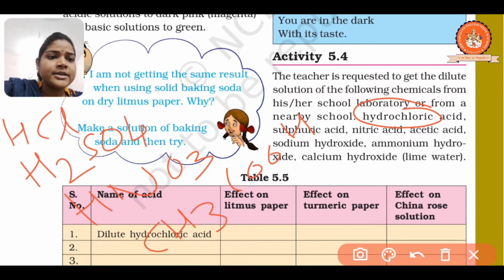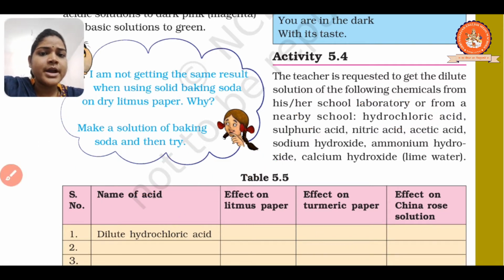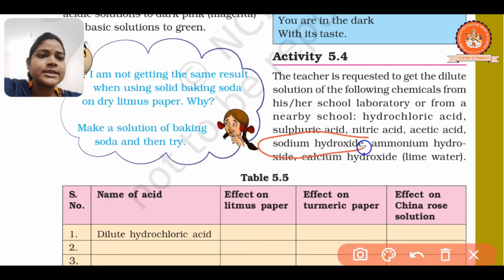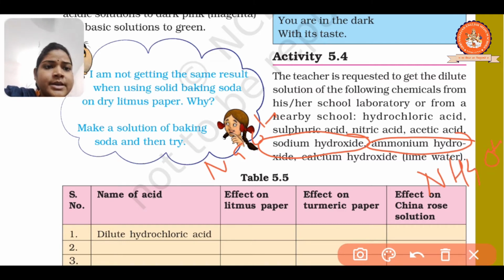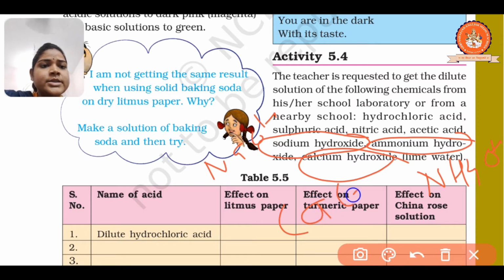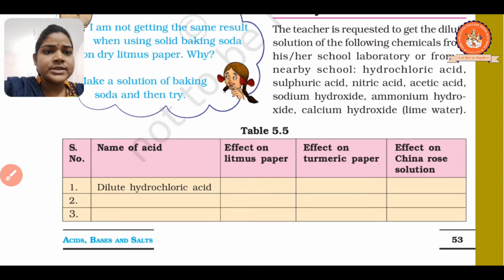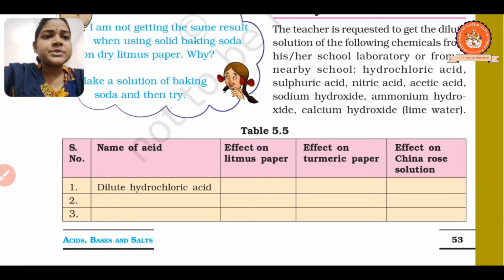And again, the chemical formula of sodium hydroxide is NaOH. Ammonium hydroxide is NH4OH. Calcium hydroxide is Ca(OH)2. So these are the chemical formulas of the given substances. Here the substances are given.